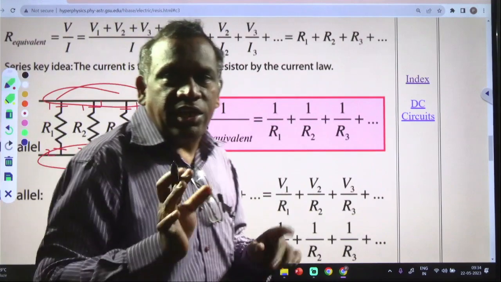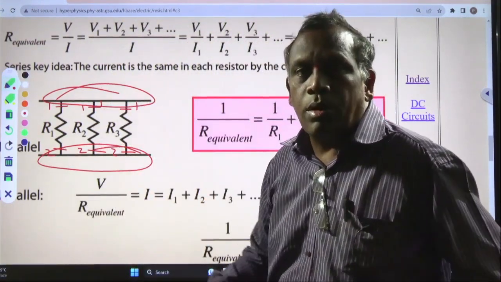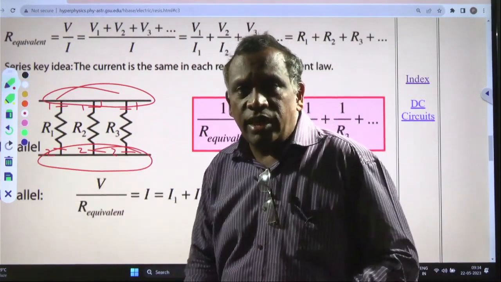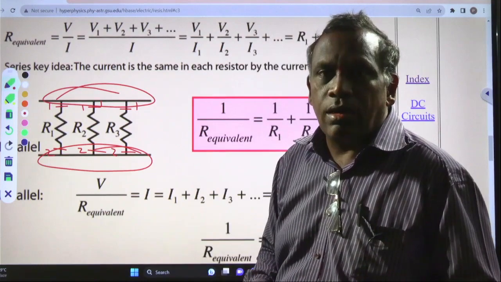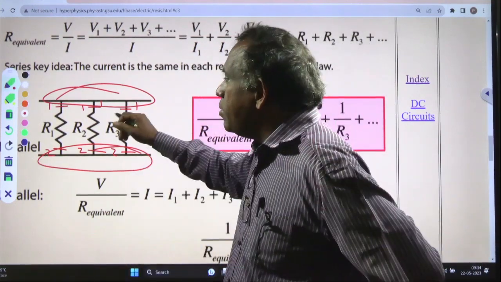This is called end to end connection. All ends are connected to one common point. Such an arrangement of resistors is what we call resistors connected in parallel.